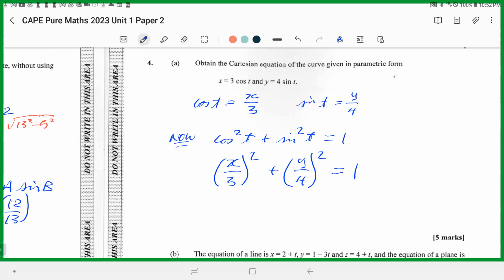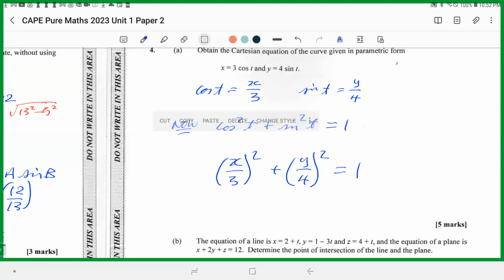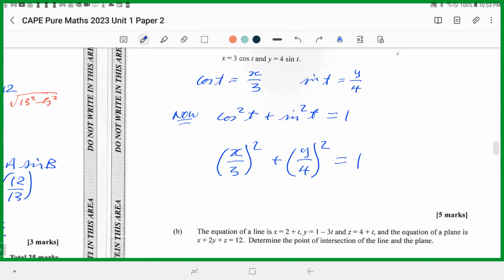All right, but that is it. I won't even change anything. Let's leave it like that. That's good enough. Once you get rid of your t, you're done. This is a key step right here. All right, next question.